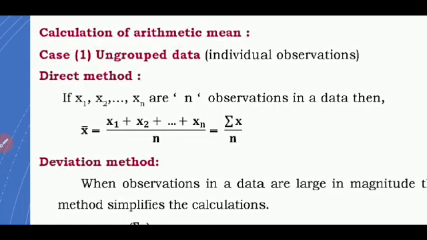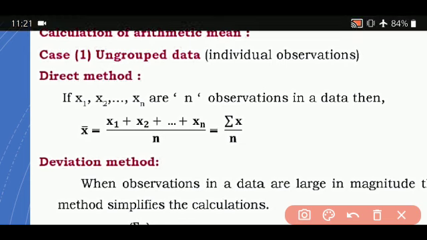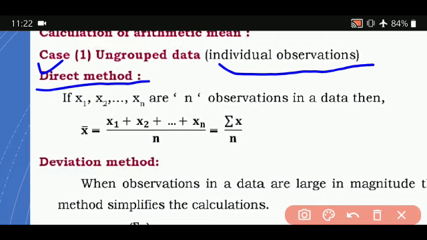So the first is calculation of arithmetic mean. The first type of formula is for ungrouped data or individual observations. There are also different formulas. You are free to use any formula of your choice, but we are mentioning the different formulas you can use. This first one is the direct method. If x1, x2, and so on till xn are n observations in our data, then x bar is equal to x1 plus x2 plus so on till xn, divided by n. This we sum up. This is known as summation and not sigma. Summation x divided by n.